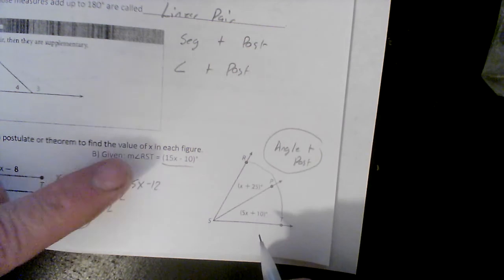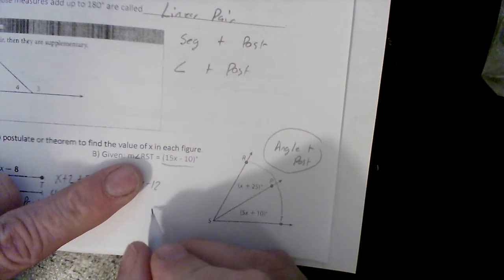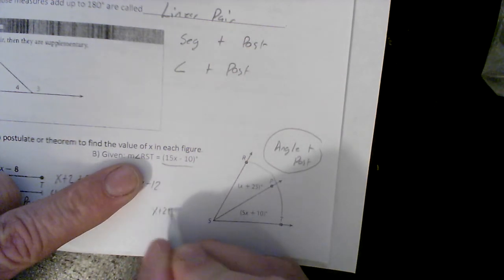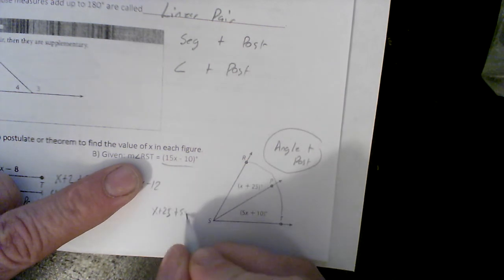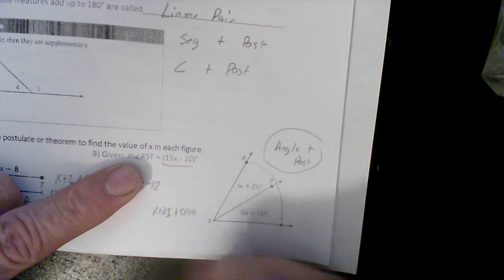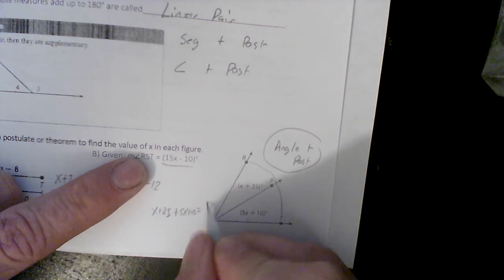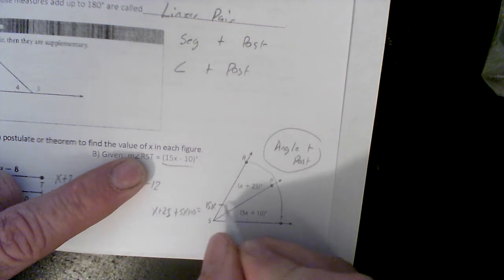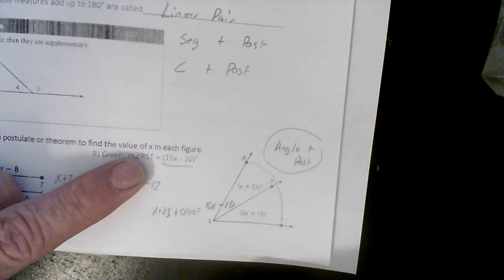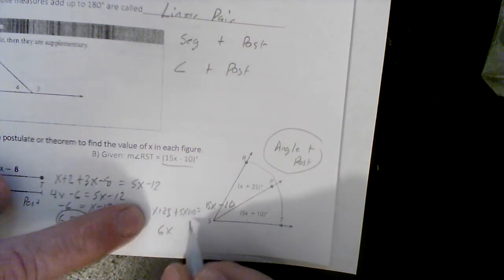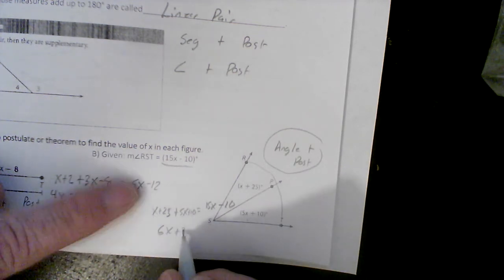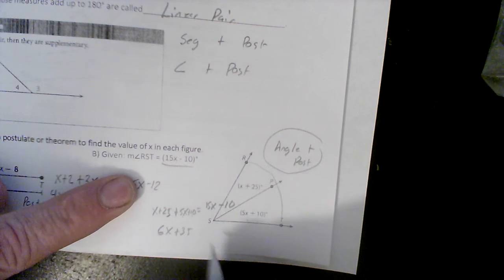So these little angles must equal the full angle. I'm going to do it right here. We got x plus 25, that's this angle, plus 5x plus 10, this angle, equals 15x minus 10. I should have figured out a better place to put that, but that's okay. These guys make 6x. Like terms over here are 35. Alright, and those equal 15x minus 10.